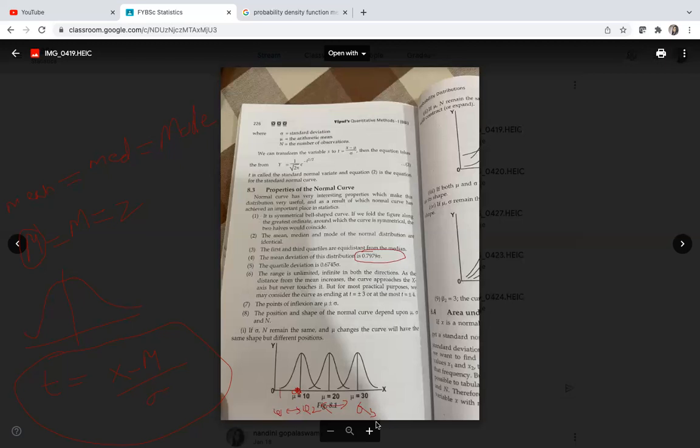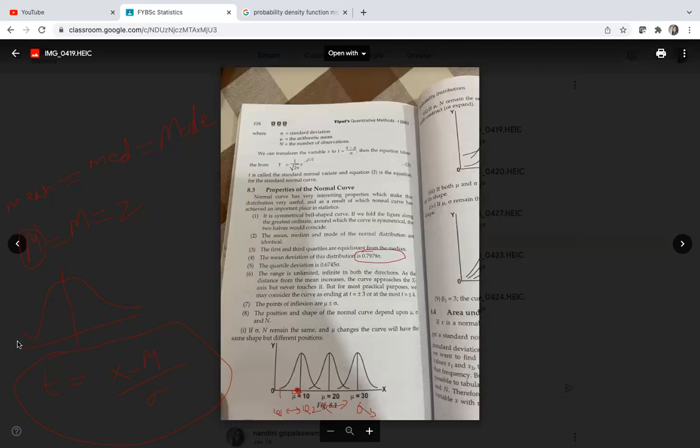Now, the mean deviation of this distribution is 0.7979 into standard deviation, and the quartile deviation is 0.6745 times the standard deviation. Okay? Class, are you following? Any doubt? Yes, ma'am.